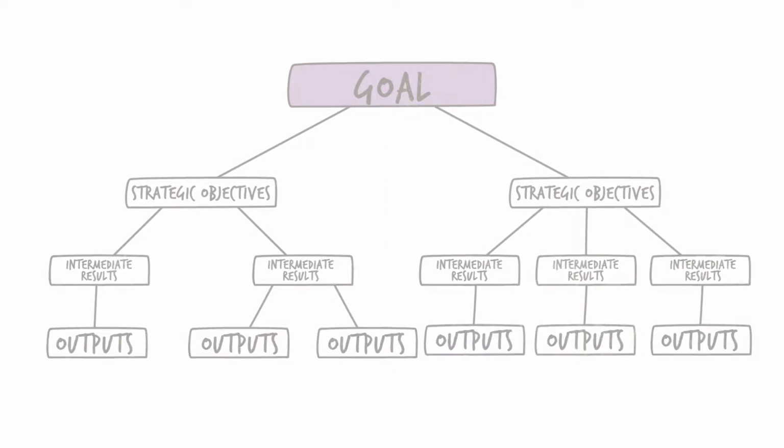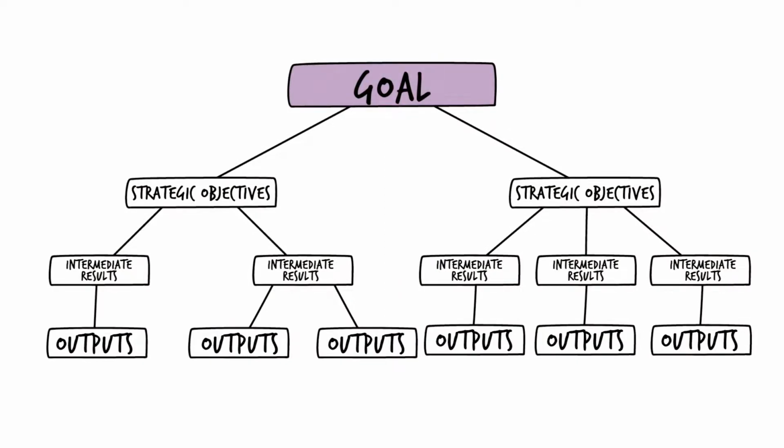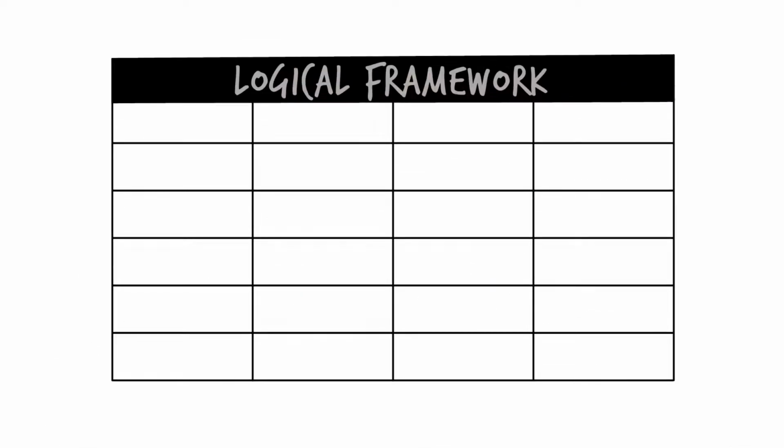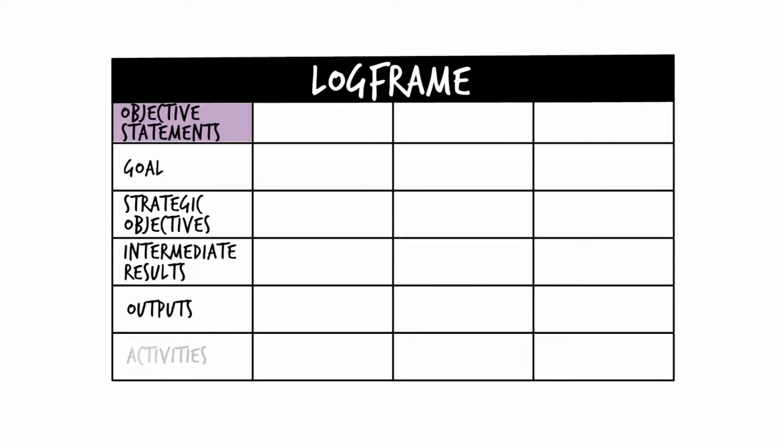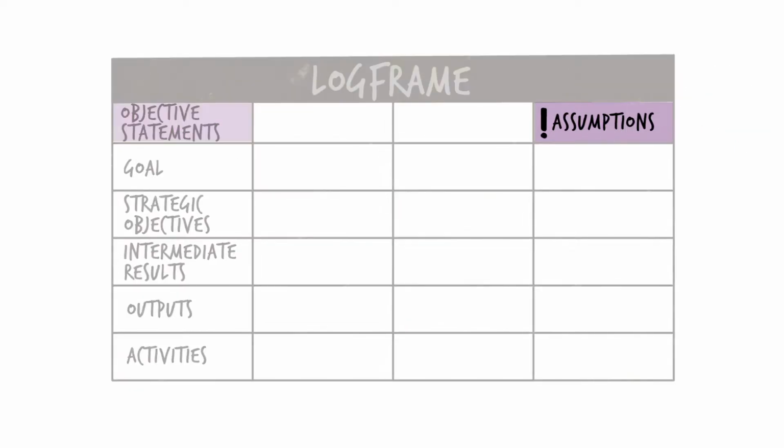The objective statements in the results framework then provide the structure for the logical framework, also known as the Logframe. The first column of the Logframe is the hierarchy of objectives taken from the results framework. It can also include activities that contribute to the outputs. The last column of the Logframe includes the assumptions that were originally identified in the theory of change. These are the assumptions that must be met for the project to succeed.